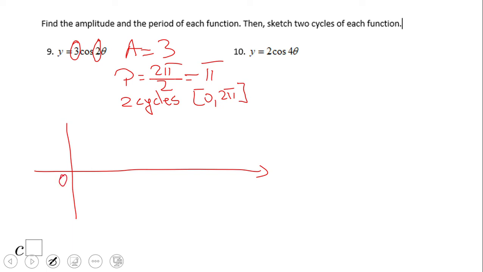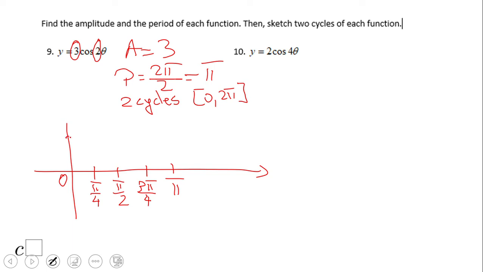0, and I'm going to put pi here, and then let's find the other very important points. If you remember, we have those 5 points. Here in the middle is going to be pi over 2. Between 0 and pi over 2, right in the middle, it's pi over 4. And this one will be 3 pi over 4. Now we have the 5 points.